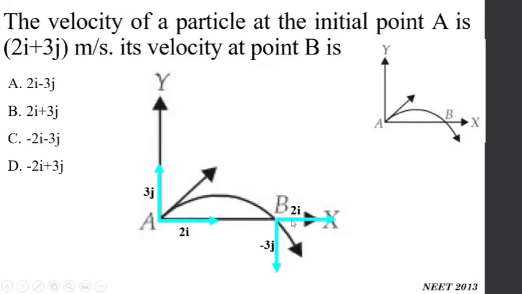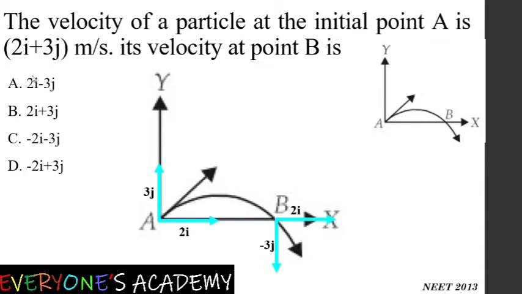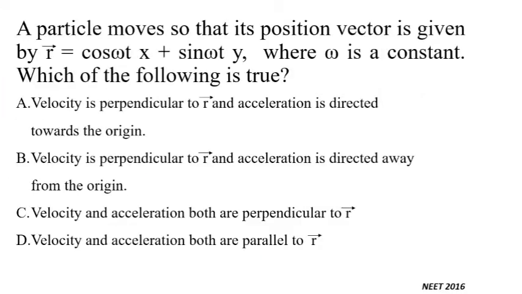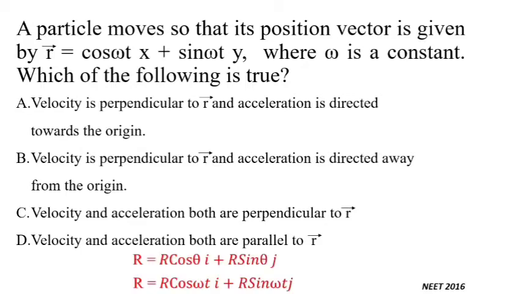So the correct answer will be 2i minus 3j, that is option number A. In this problem it is given that a particle moves so that its position vector is given by vector r equal to cos omega t x plus sin omega t y. So this is the same form as we have seen for position vector.